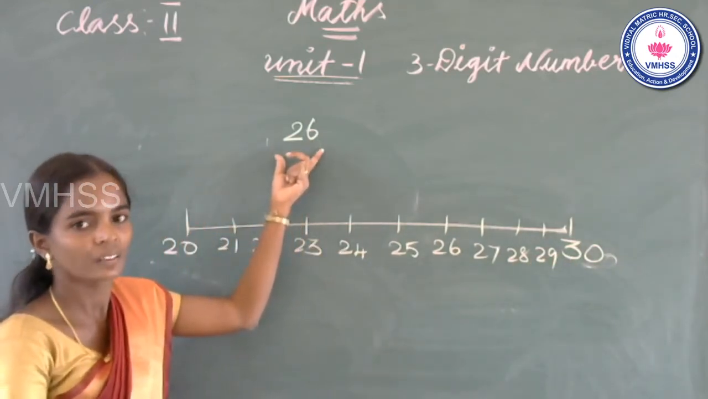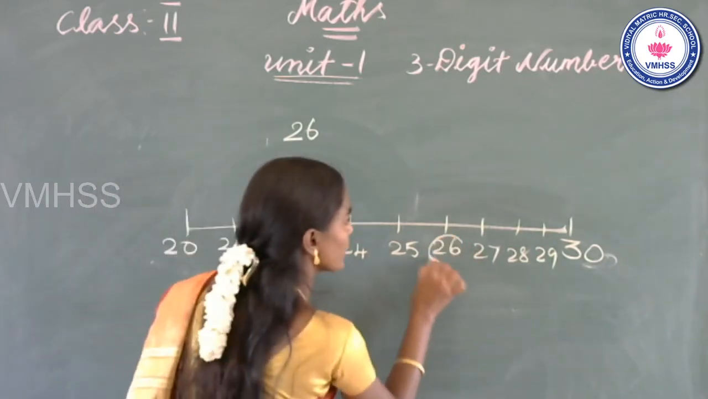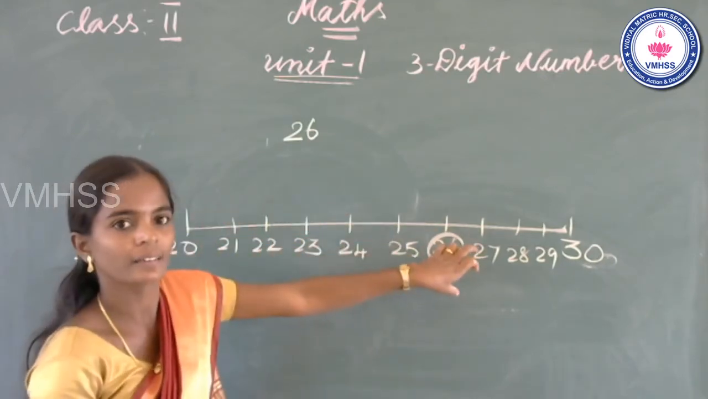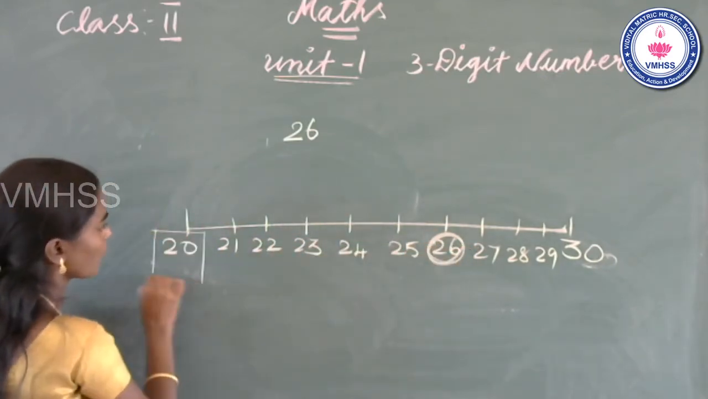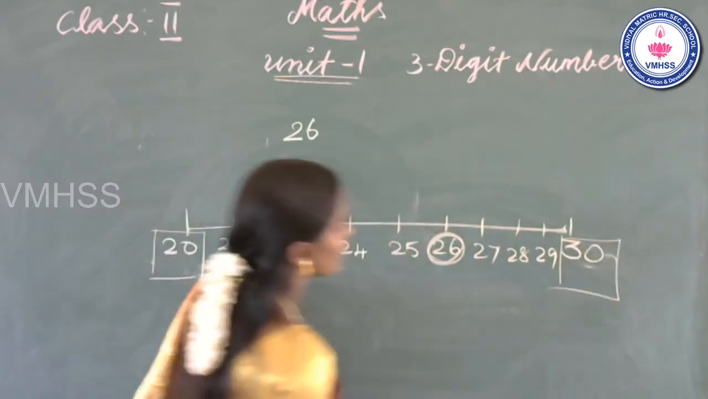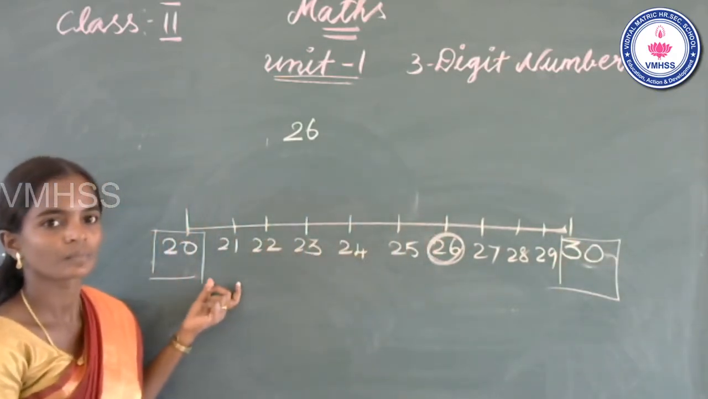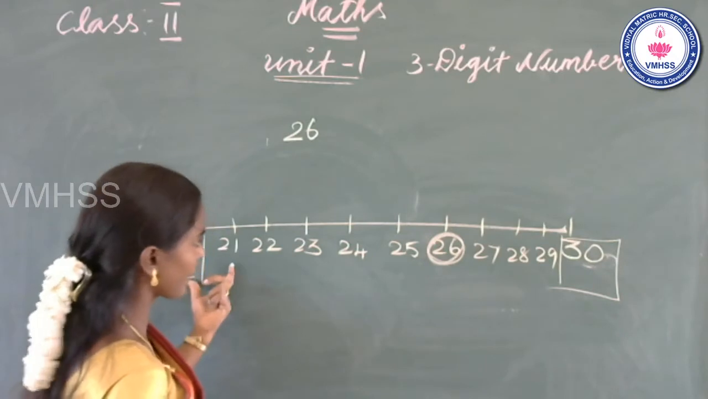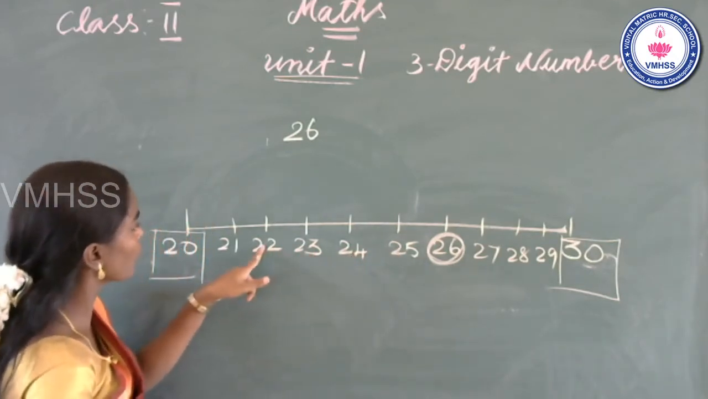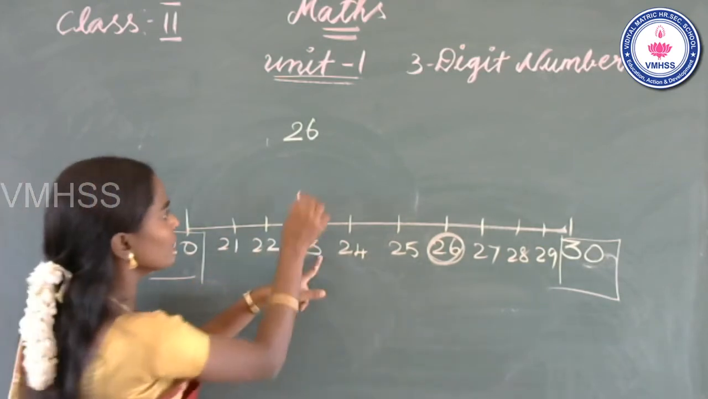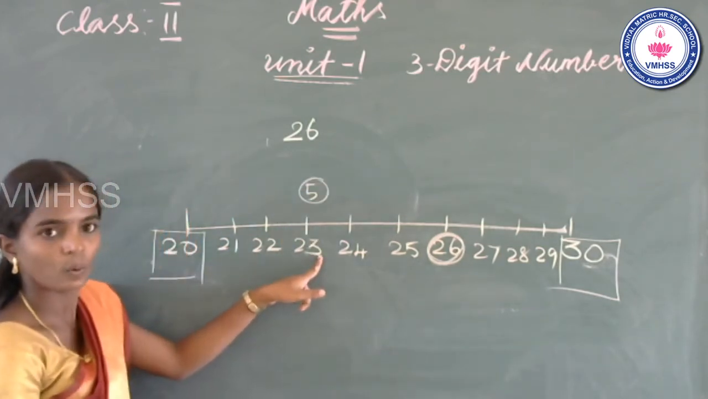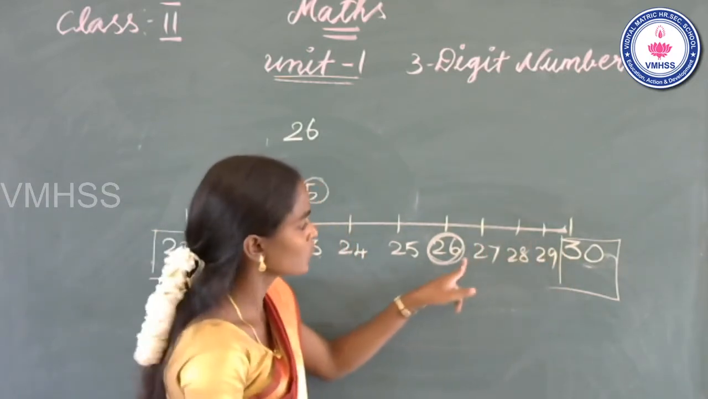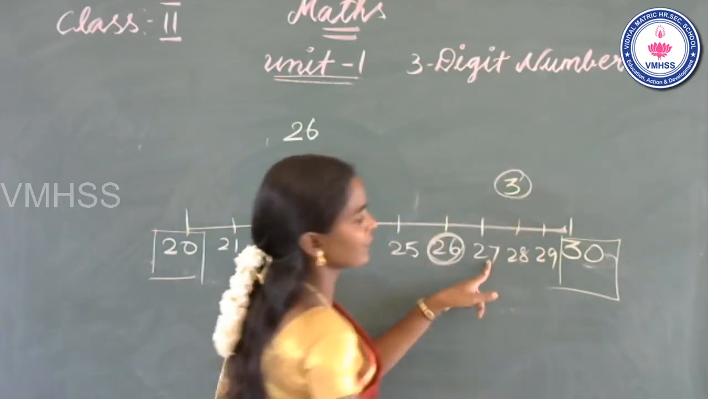Children, listen. We take the number 26. Circle the number 26. Which is the nearest 10, 20 or 30? This side number 20, this side number 30. Children, first count the numbers. On the left side 1, 2, 3, 4, 5, between 5 numbers. Next, on the right side 1, 2, 3, so the right side between 3 numbers.